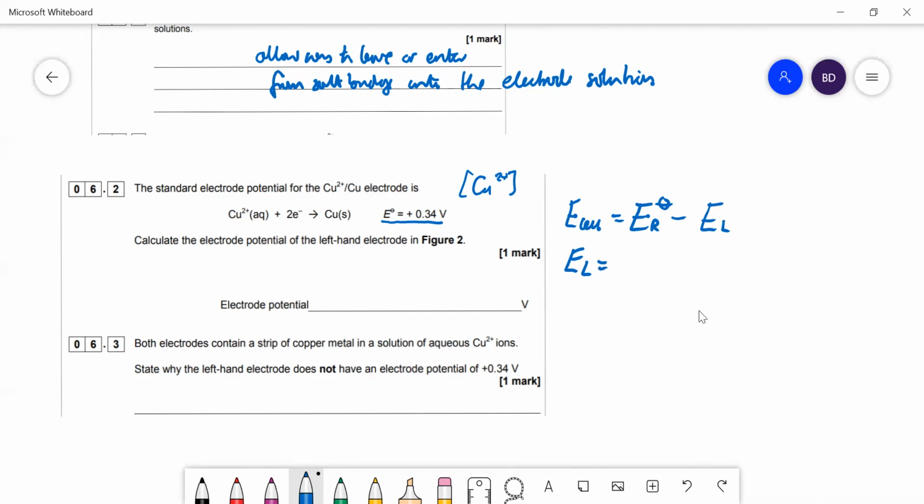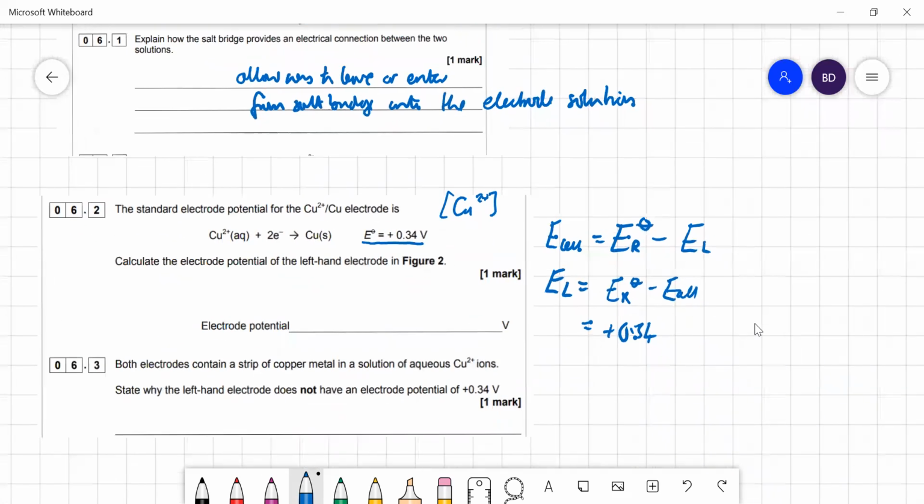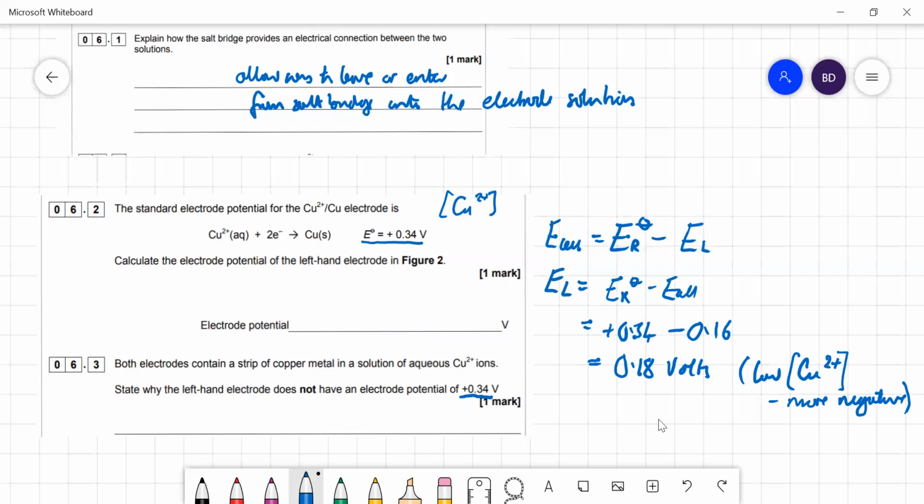E left is going to be equal to E right minus E cell. So E right is the standard value plus 0.34. And earlier in the question it says the voltage was plus 0.16 volts, so minus 0.16 volts. That's going to be equal to 0.18 volts. So you can see this left-hand electrode with a lower copper 2 plus concentration is more negative than the standard value, and we'll see why that is in a minute. Okay, so why doesn't it have an electrode potential of 0.34? Because we don't have the standard concentration; the copper 2 plus ion concentration is lower than the standard concentration.